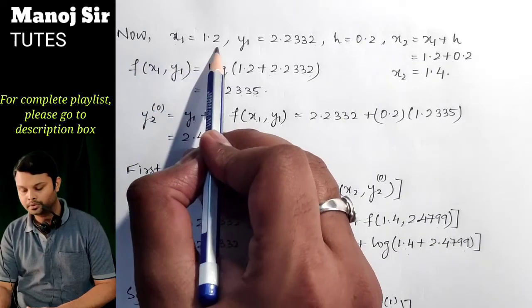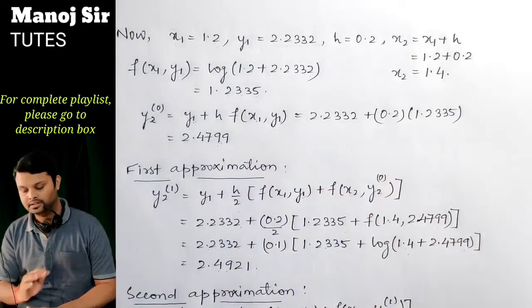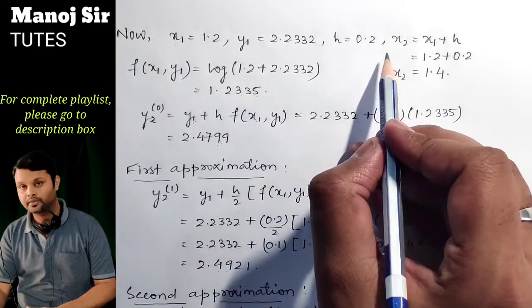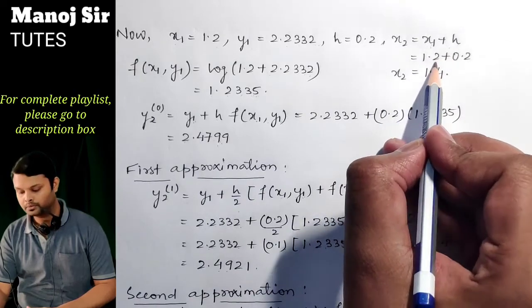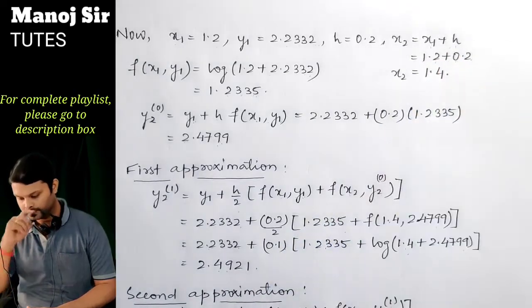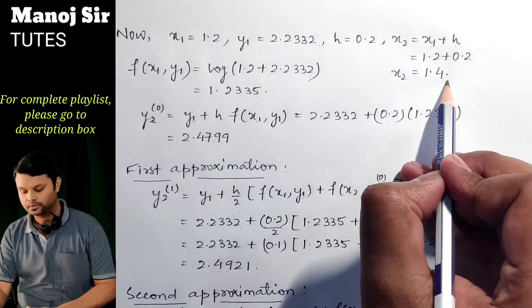Now x1 equals 1.2, y1 equals 2.2332, and h is the same, that is 0.2. So we can find x2, that is x1 plus h. What is x1? That is 1.2. What is h? That is 0.2. On adding this, we will get x2 equals 1.4.